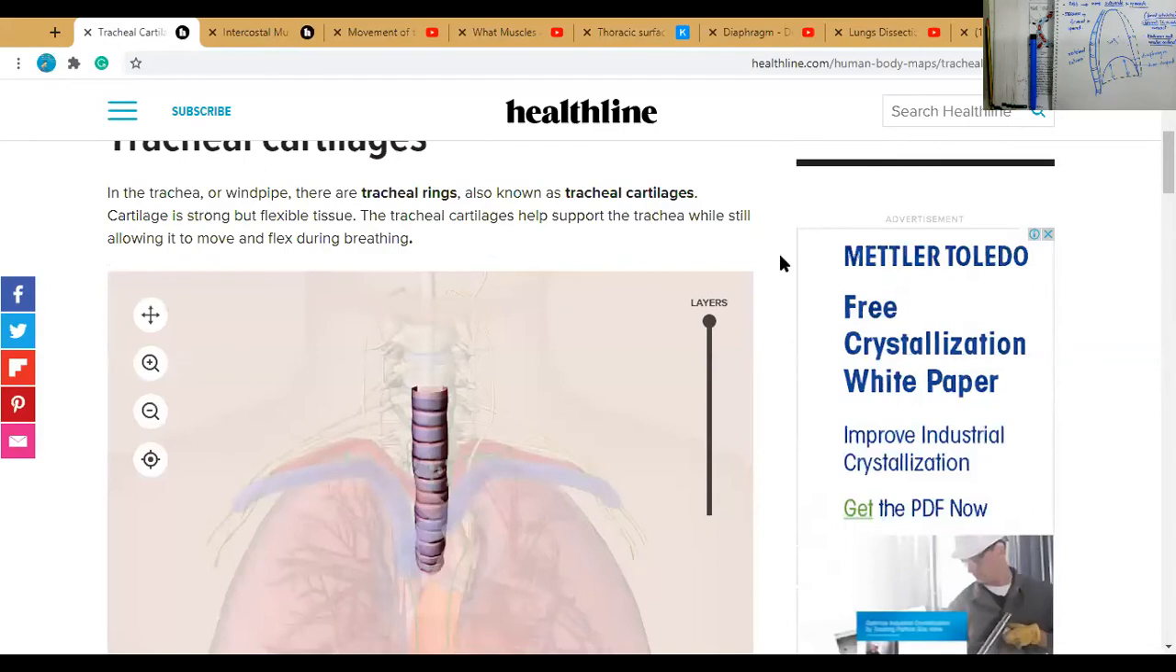Yes, Amra Javed, yes, the innermost intercostal muscles, they participate in forced exhalation. That's correct. Yes. Okay, let's move on to this.